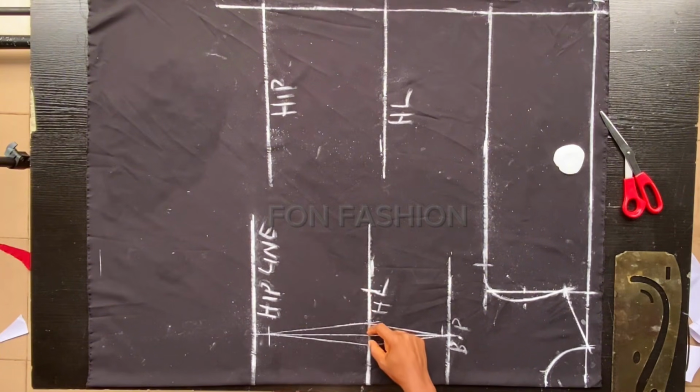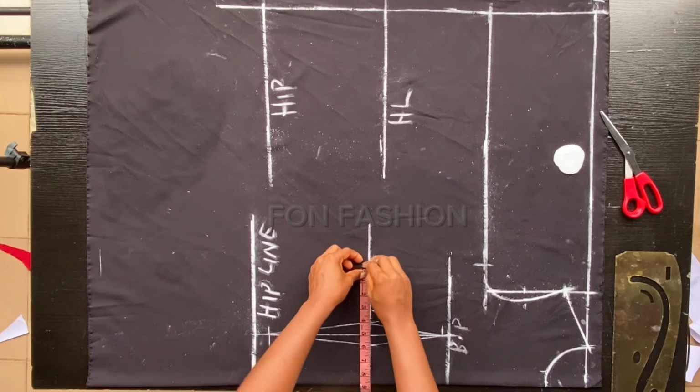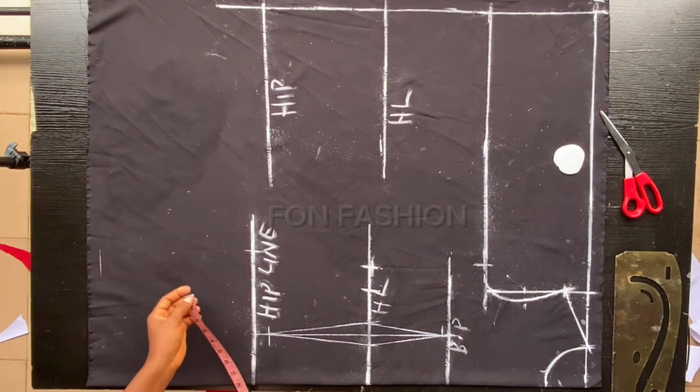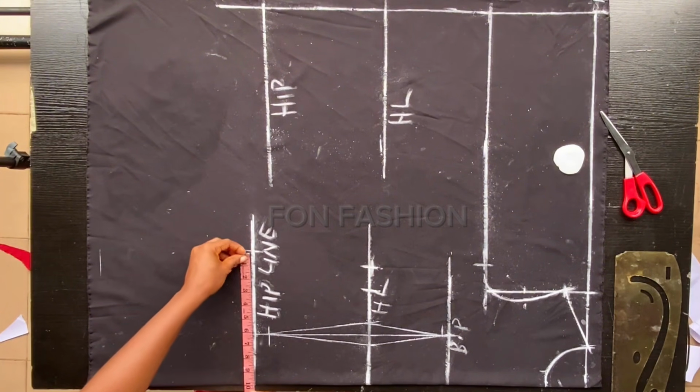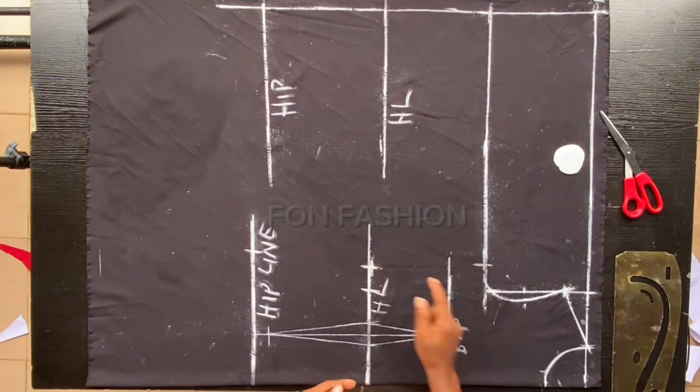Then I'll measure this dart because I'm going to sew this dart down. So I'll measure it and replace it. I have 1.5, so I'm going to replace the dart. Then I'll come to the hip line and mark my hip circumference divided by 4. My hip circumference is 40 divided by 4 will give me 10. I'm going to connect all the points.